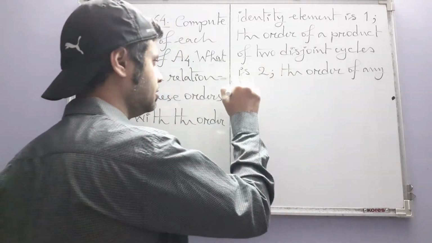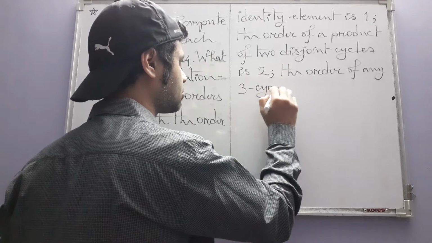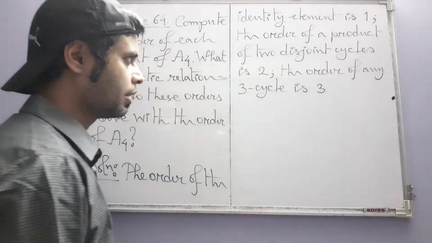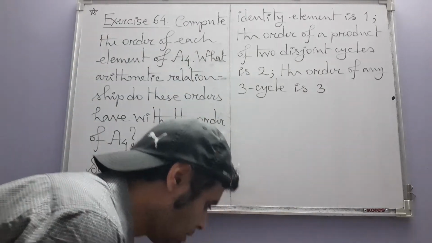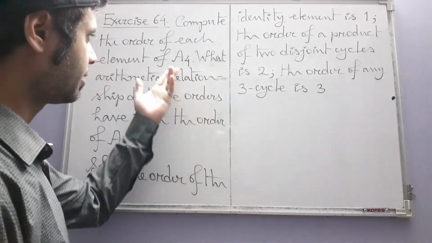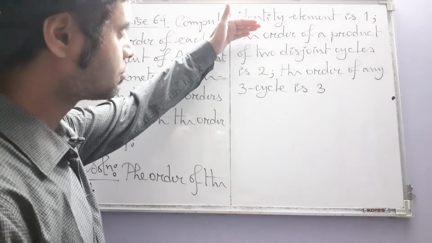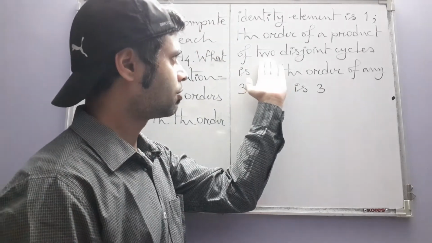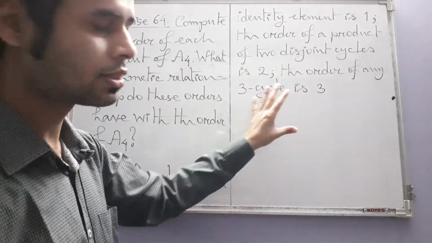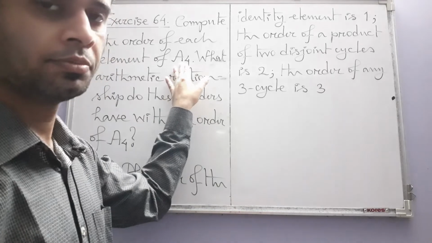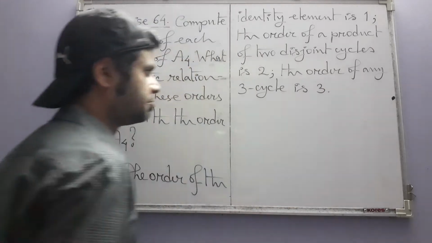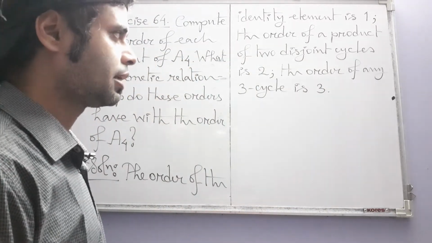The order of any 3 cycle is 3, of course. The length of the cycle is its order, and a 3 cycle is also an even permutation due to its odd length, and hence it's in A4. And in these things where we are mentioning products of disjoint cycles, we are not again explicitly mentioning that all these things are happening in A4. That is understood, and that's just it. There is no other type of cycle structure.